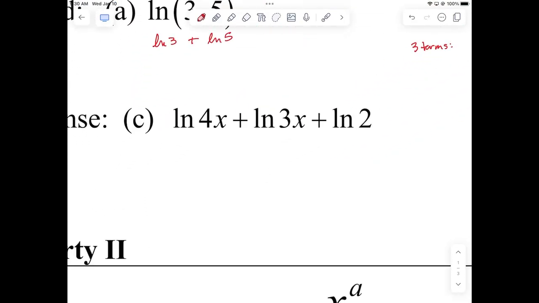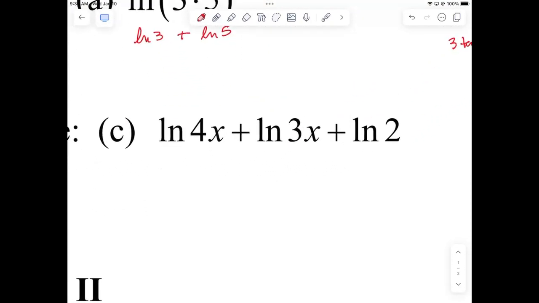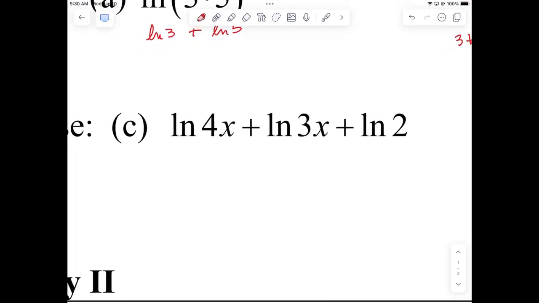All right, let's try it the other direction. That's called expanding. Let's try condensing. The natural log of 4x plus the natural log of 3x plus the natural log of 2. First of all, is this expression expanded completely?